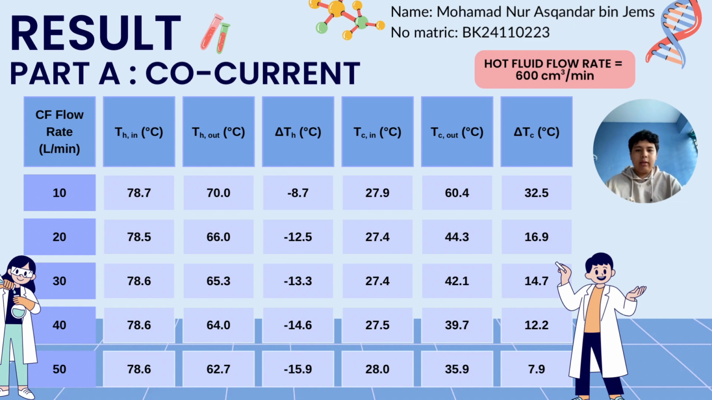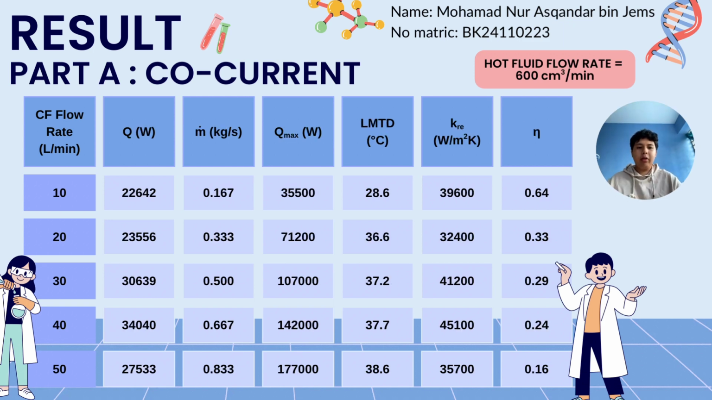For T hot in and T hot out, we also take the differences, which is getting higher from 10 to 50 liters per minute, starting from negative 8.7 to negative 15.9 degrees Celsius. Same goes for the temperature of cold in and cold out. We also take the differences, which is getting smaller from 32.5 to 7.9.